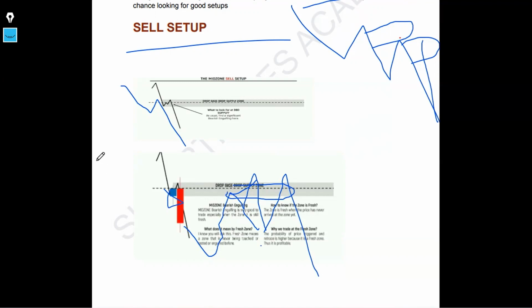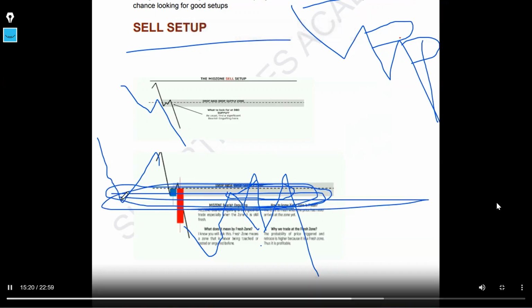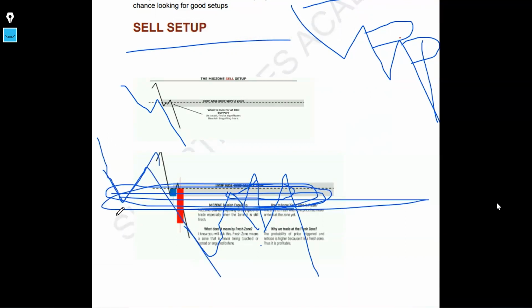In most cases, there is a resistance zone here. In most cases, there is resistance from right here. It is always very important. That's why I always tell you that support becomes resistance. So when the market comes back here, it was support and it becomes resistance.